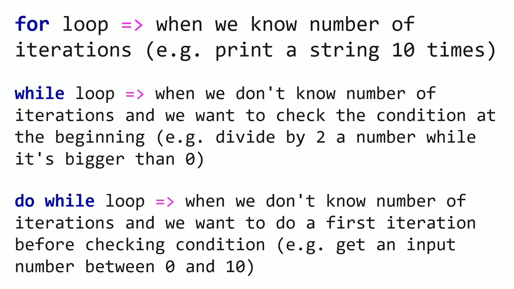For example, you want to get a number from the user that is between 0 and 10. You must do the first iteration to see if you continue or not. You can't verify the condition at the beginning because he didn't give you any number yet. So you wait to get the first number, then you see if it's a valid number or not.